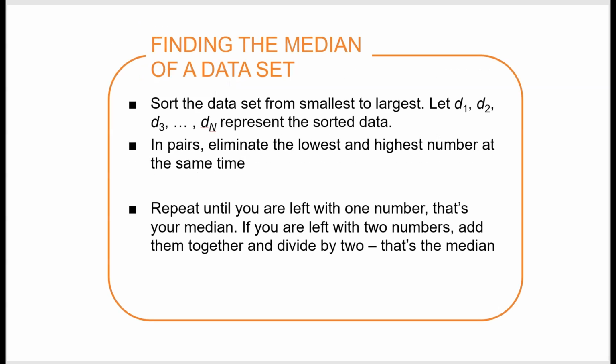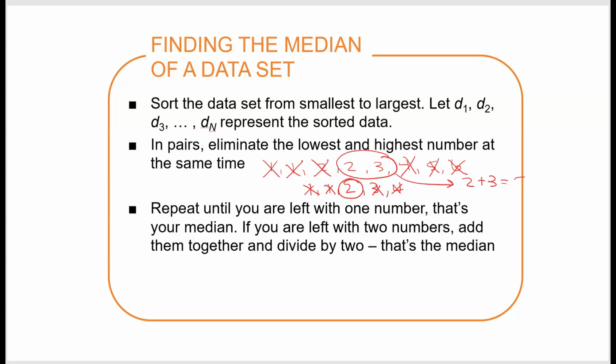Now to find the median, you have to sort your data first from smallest to largest, and then you eliminate the largest and the lowest at the same time. So what I mean by that is at the exact same time, you're going to take low and high, and that's one round. Low and high, that's one round. Now, if you're left with one number, let's say we had this. We did low, high, low, high. This would be our median, and we'd be done. But if we're left with two numbers, you're going to add them up and divide by 2, and your median will be the average of those two, the mean of those two.